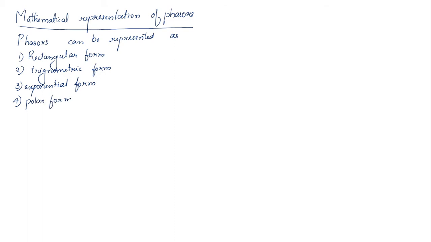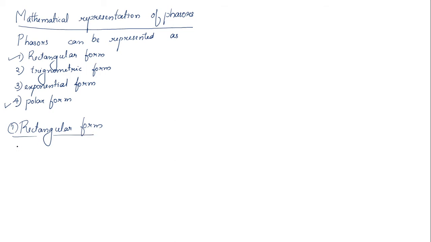Okay, so first one and fourth one are the important ones. The other two, trigonometric form and exponential form, we will be just going through. Let's move on to the first one, that is rectangular form. How can we represent a phasor in the rectangular form, that is what we are going to study.